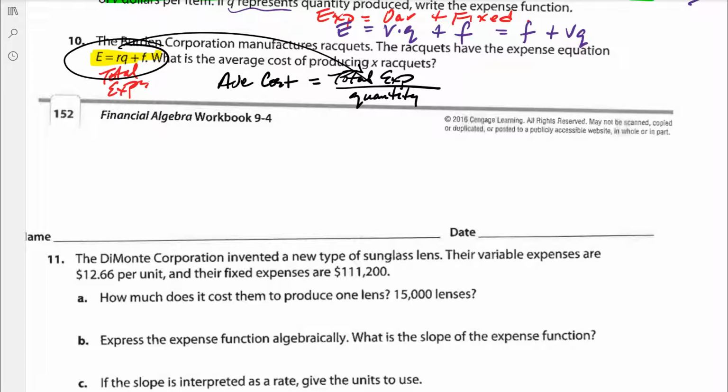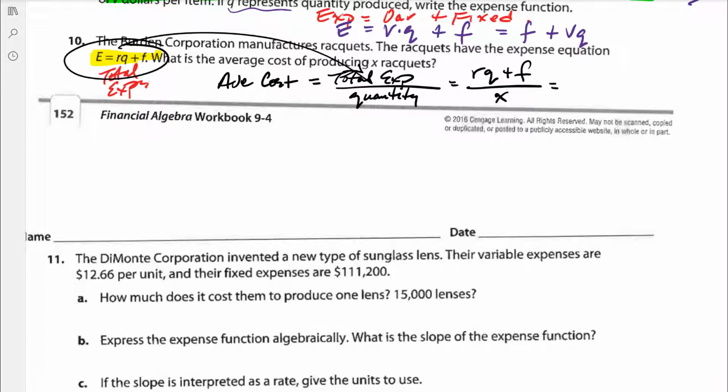So let's do it. It says it produces X rackets. There's your quantity right there. So we're going to take the expense equation, RQ plus F, and divide it by the quantity. And the quantity is X. It says it's producing X rackets, so you have to divide it by X rackets.